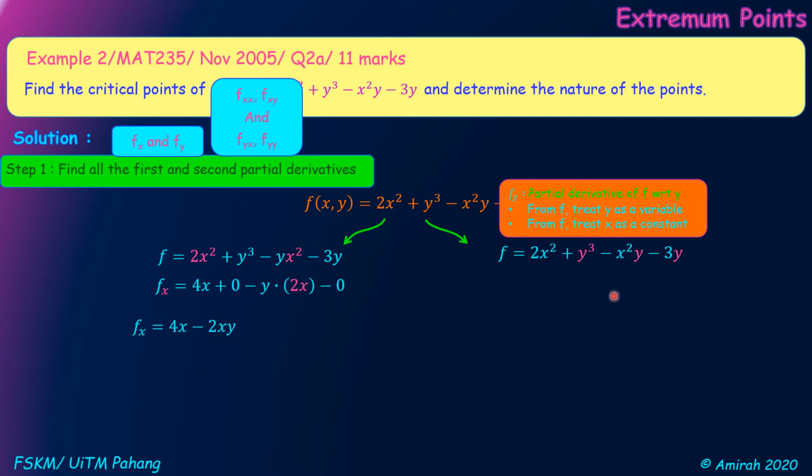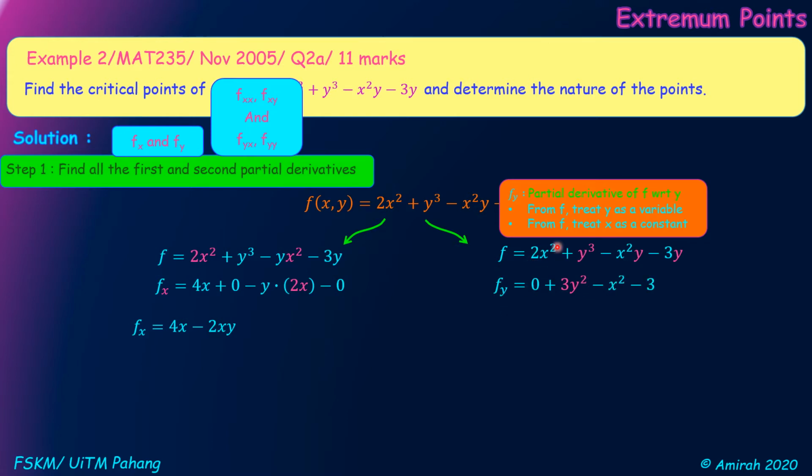Then we find fy. Fy means the partial derivative of f with respect to y. From f here, we treat y as a variable, and at the same time, we treat x as a constant. Since we treat y as a variable, to avoid error and make it easy to differentiate, we write y in a different color and put y at the back. Then we can find fy.